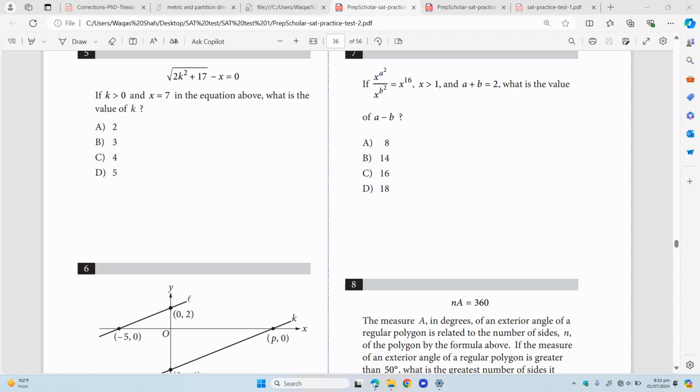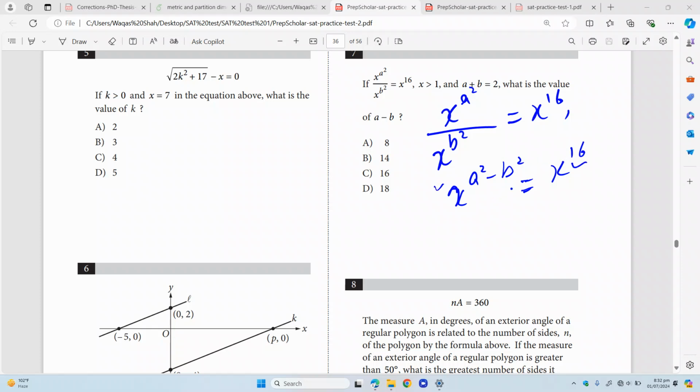In question 7 we have this exponential type of equation in which x to the power a squared divided by x to the power b squared is equal to x to the power 16, and it's given that x is greater than 1 and a plus b is equal to 2, okay. So we have to simplify this first, so it will become x to the power a squared minus b squared is equal to x to the power 16, okay. So you can see that this is an equation where left hand side is equal to right hand side. Bases are already the same, so their powers must be the same since they are equal.